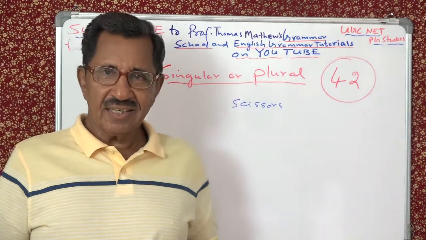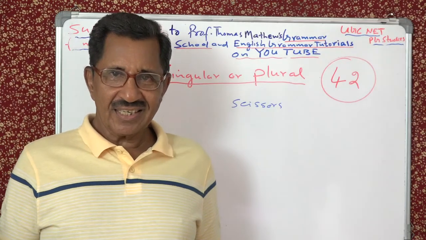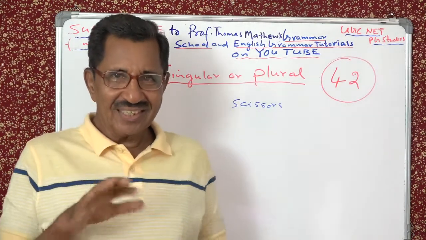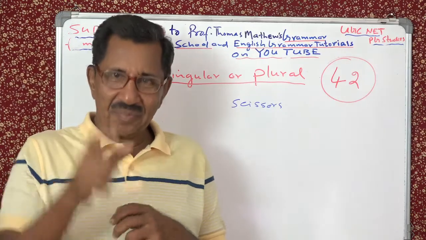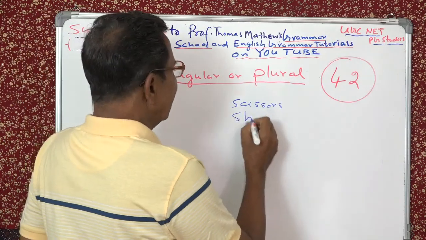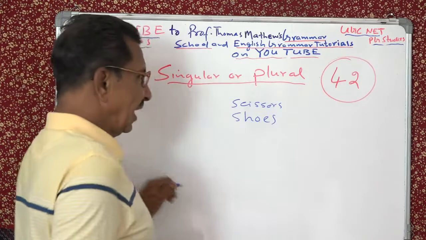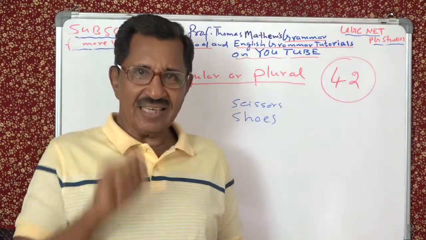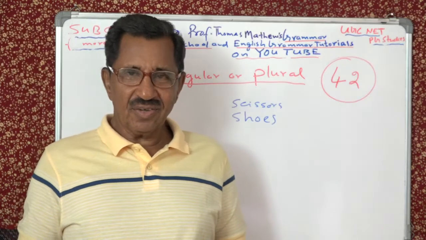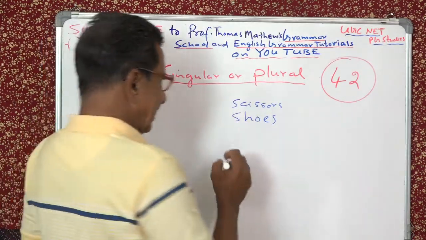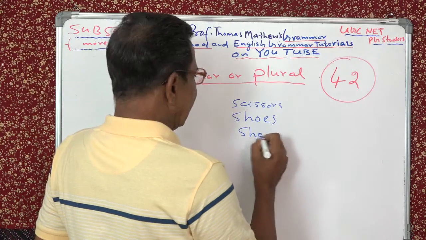Scissors is one. Then what about shoes? Can you wear one shoe? No. You need two, isn't it? To complete it, you need two pieces. So then he says shoes, right? Shoes. Like scissors, you have got another instrument, you have seen that? Shears, it's called shears.